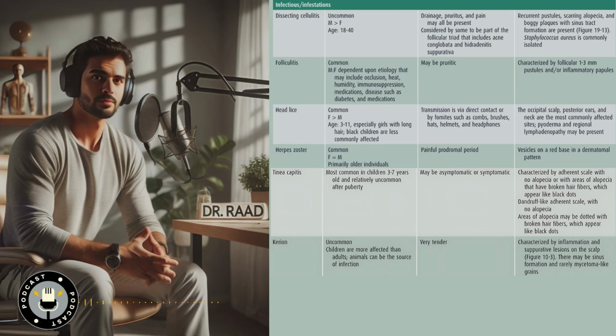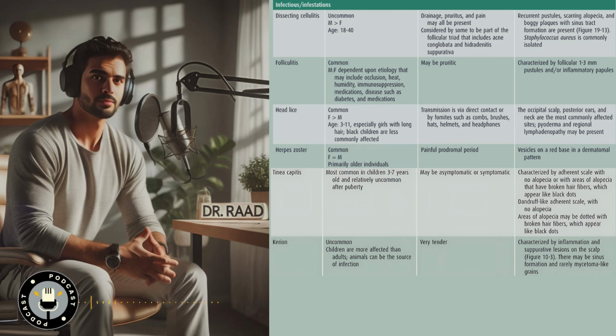Folliculitis. Who's at risk? It can affect anyone, depending on factors like occlusion, heat, humidity, immunosuppression, medications, or even conditions like diabetes. It typically presents with follicular pustules, about 1 to 3 millimeters, and sometimes inflammatory papules, often accompanied by itching.